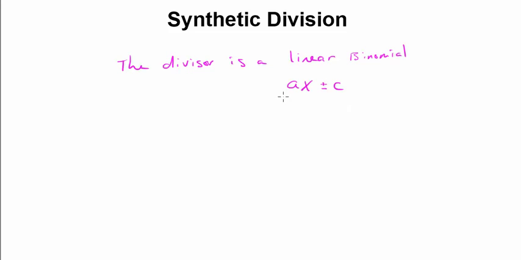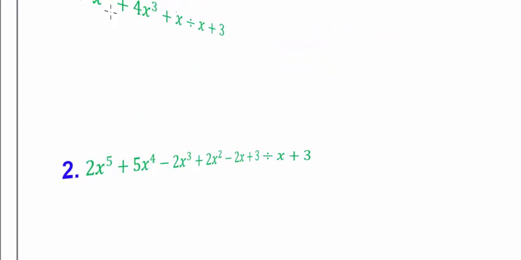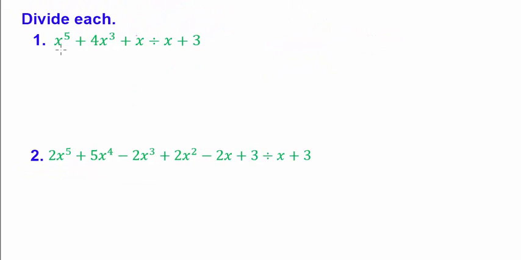If the divisor does not look like this, you can't do synthetic division, which is why we still need to know long division for certain problems later on in college algebra. Each of these problems we will divide synthetically, and we first need to make sure that these divisors are linear binomials, and both of them, since they are the same, are linear binomials.